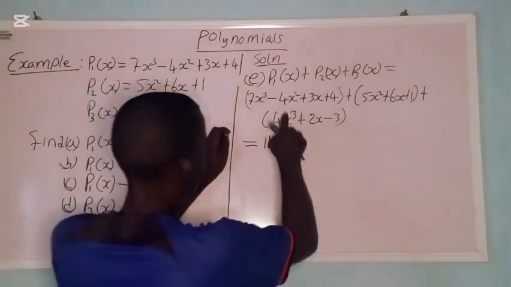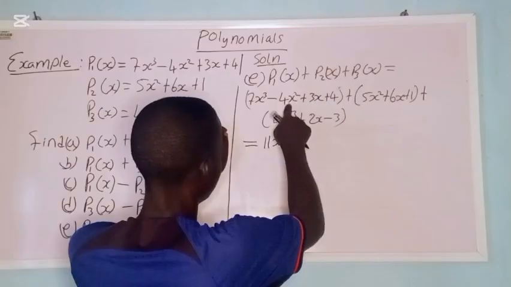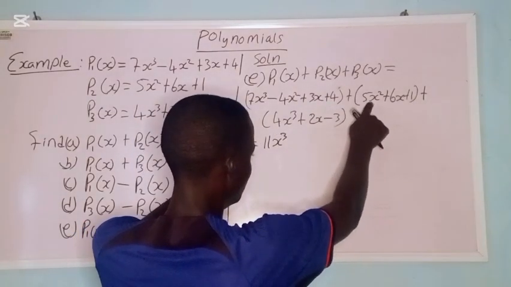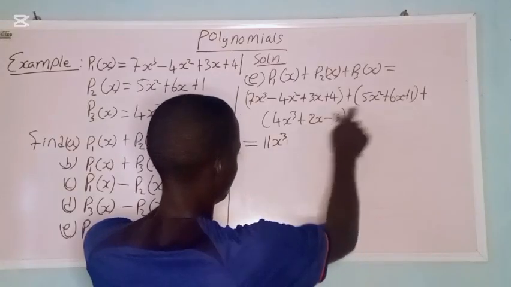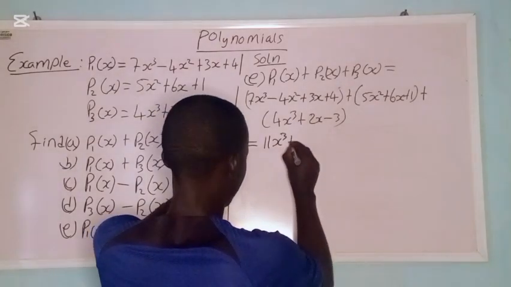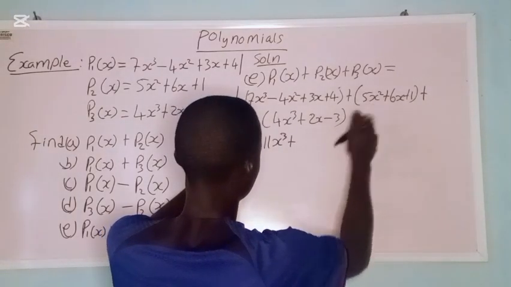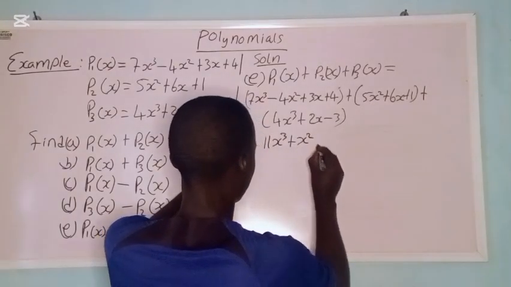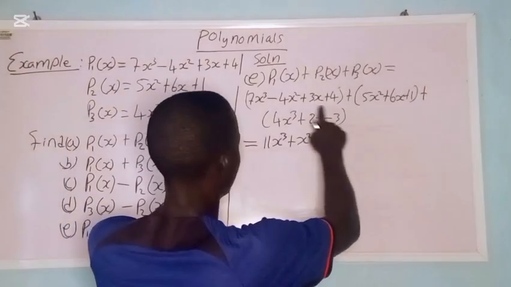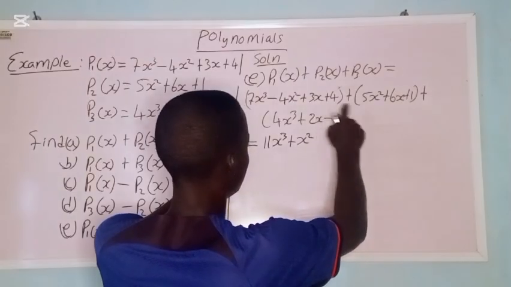So now let's go to x squared. We have minus 4x squared here, and we have 5x squared, so it's only here, and here we have it. So it will now be what? Plus, because minus 4x squared plus 5x squared will be plus x squared. So we are finished with x squared.